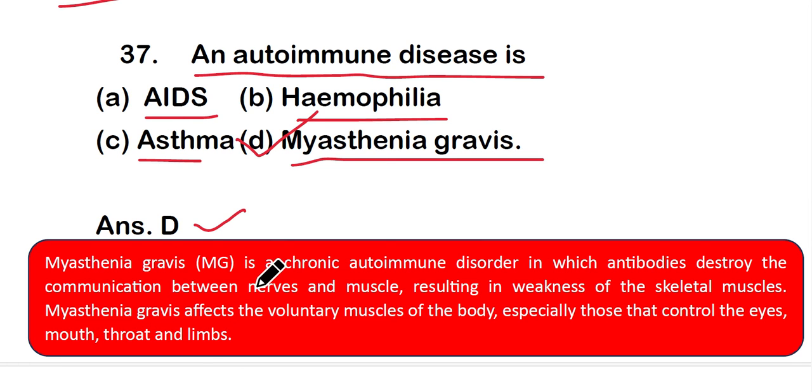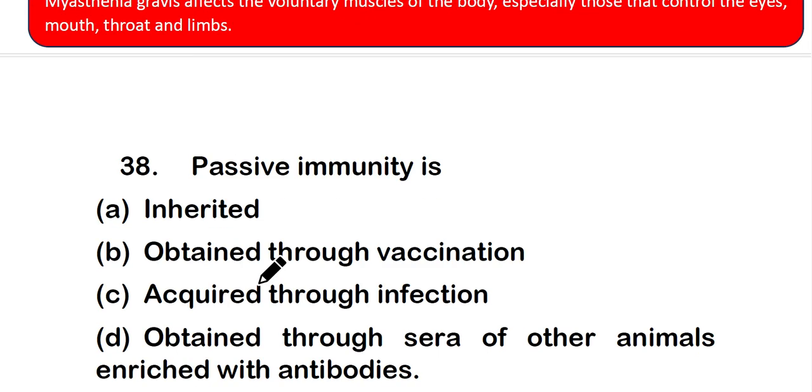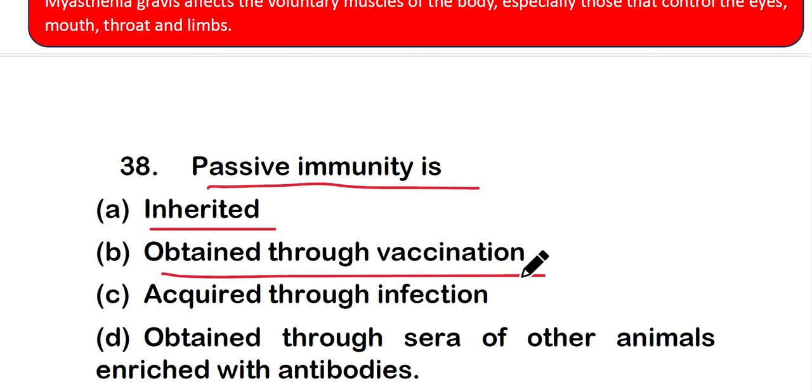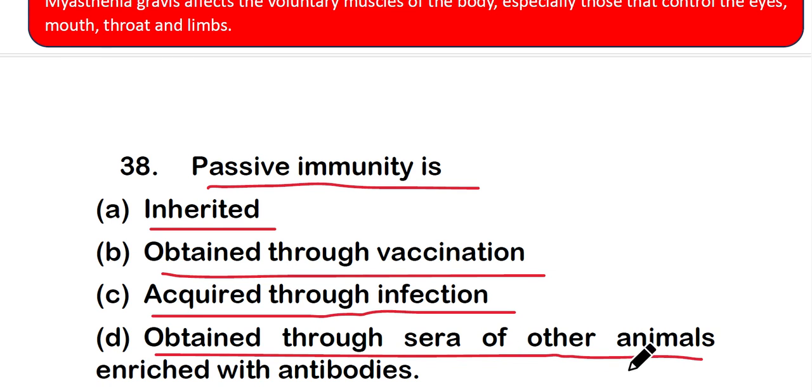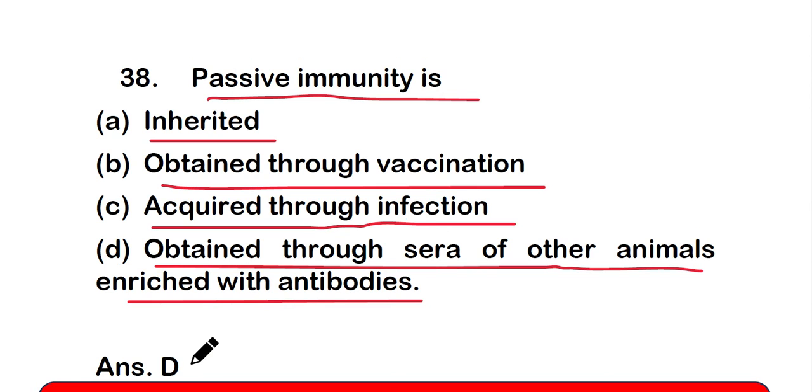Okay. So next question. Next is question number 38. Passive immunity is option A, inherited, option B, obtained through vaccination, option C, acquired through infection, or option D, obtained through sera of other animals enriched with antibodies. So the right answer is option D, that is obtained through sera of other animals enriched with antibodies.